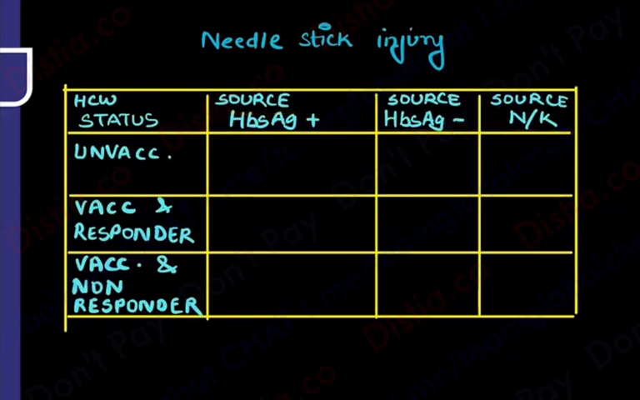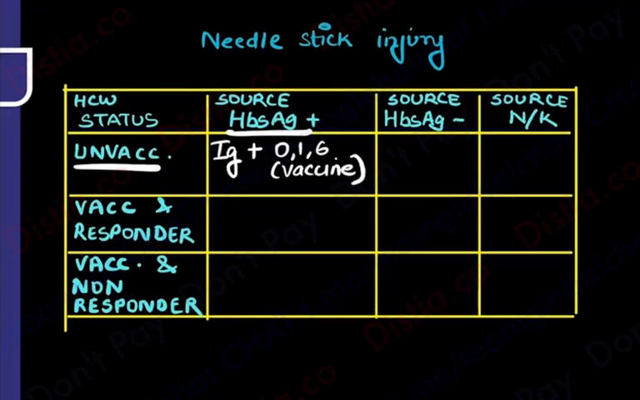So there are three possibilities. If the person is definitely HBsAg positive and your healthcare worker is also unvaccinated, meaning the source has hepatitis and this person did not have the vaccine, you will have to do everything. You will have to give immunoglobulin also, plus you will have to give the HBV vaccine also. You will have to do everything in this person undoubtedly.